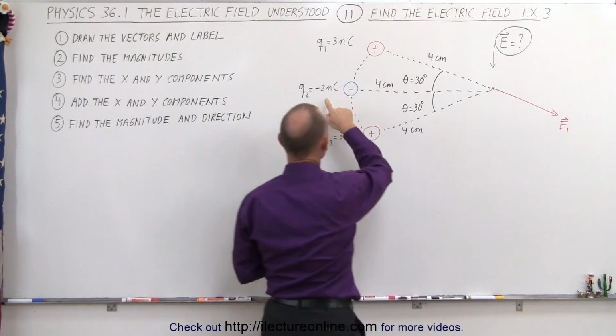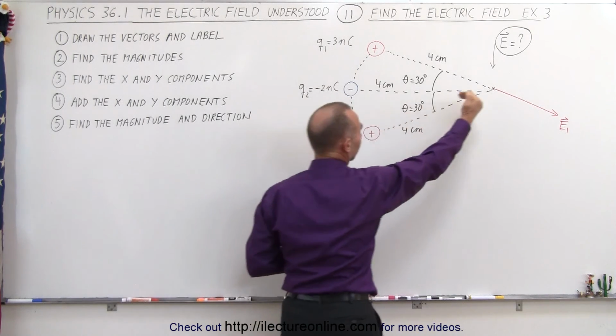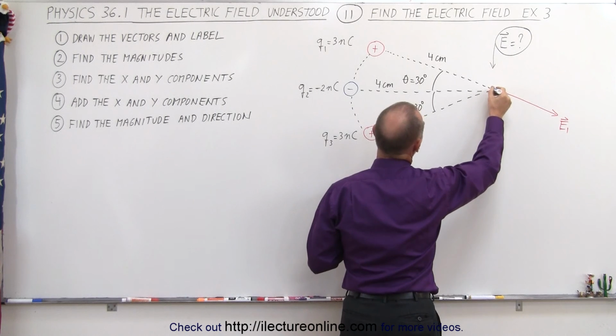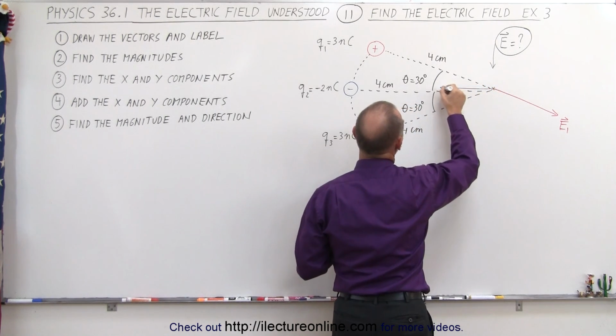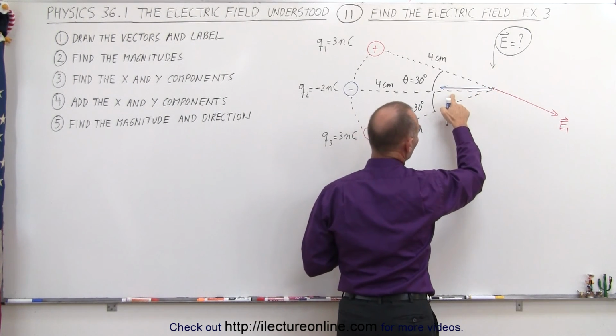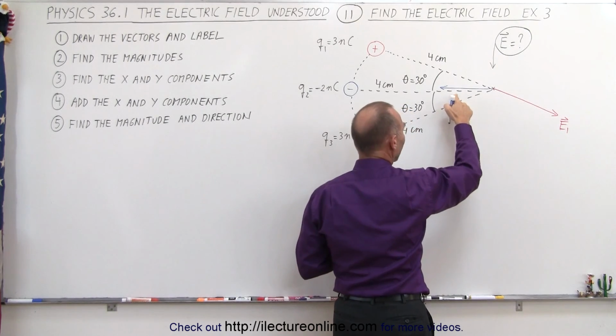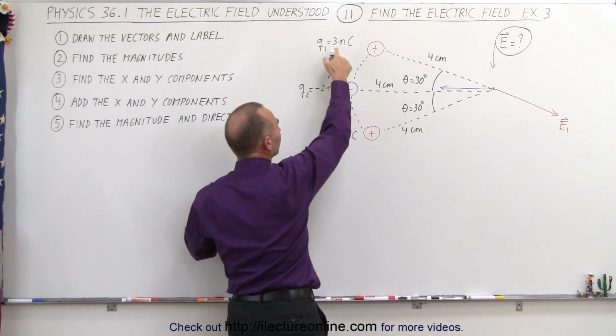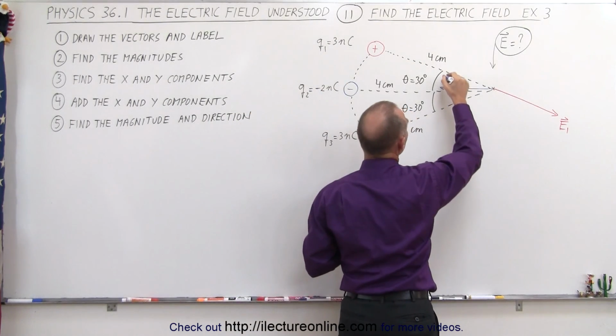And then we have Q2. Now notice that's a negative charge, so the electric field will be towards the charge. And so we'll indicate that like so. The magnitude of the electric field will be smaller than this one because the magnitude of the charge is smaller than this one. So this here would be E2.